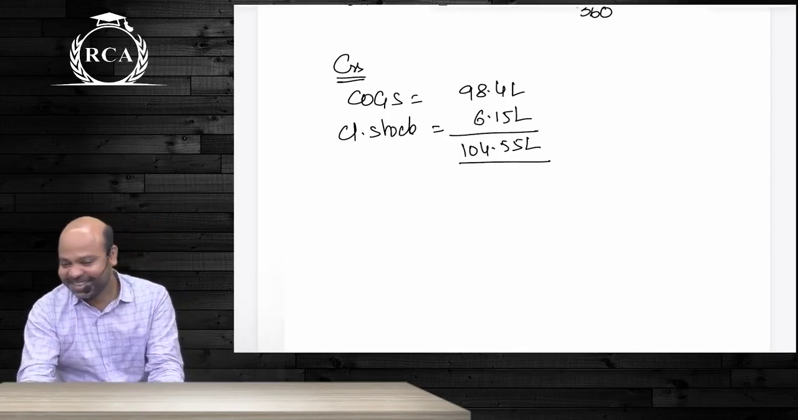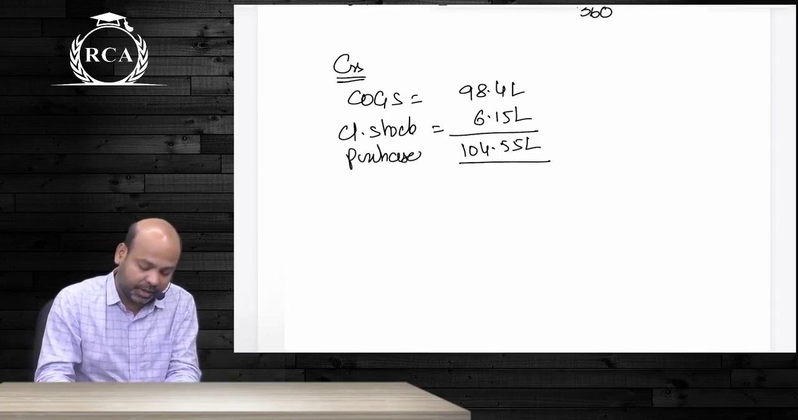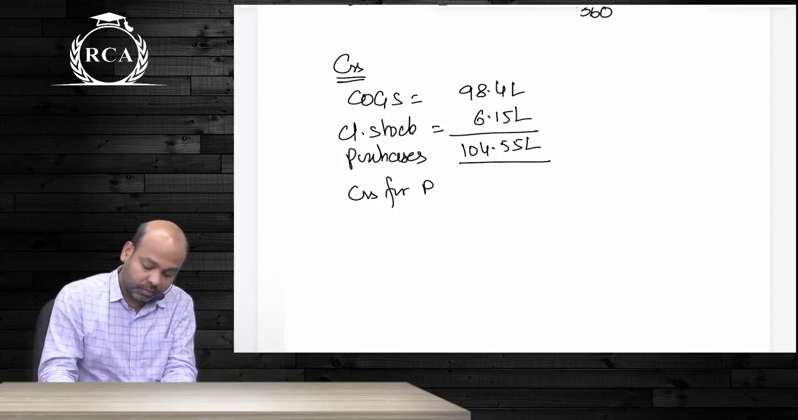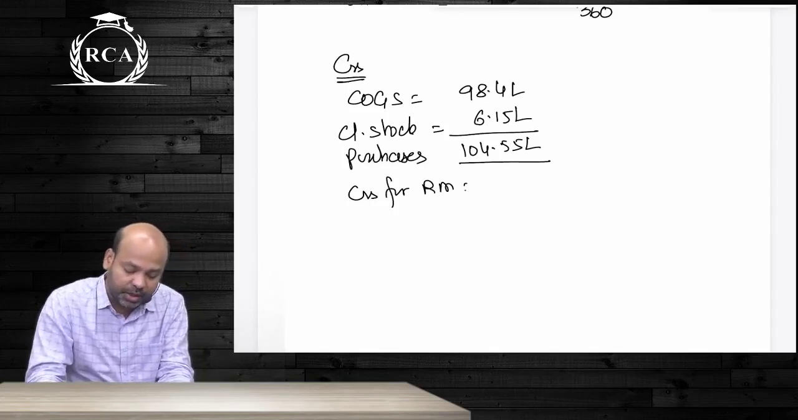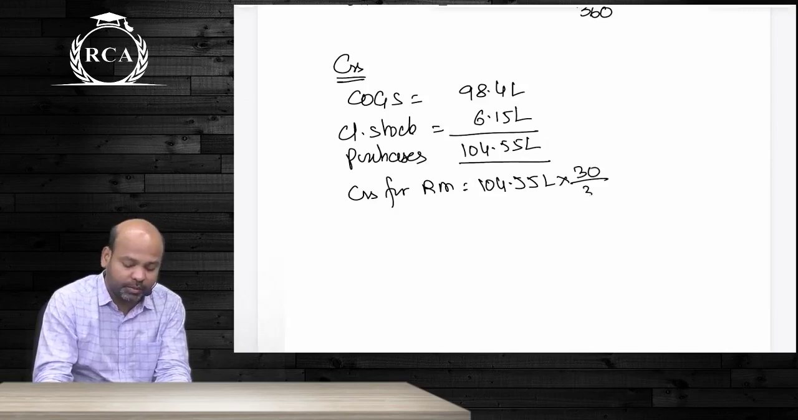Anyways beta, how much is the credit period guys? Credit period for raw material: 104.55 lakhs into 30 days. Tell me the value, beta.